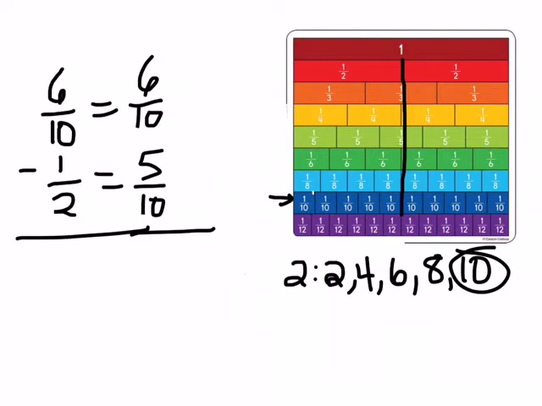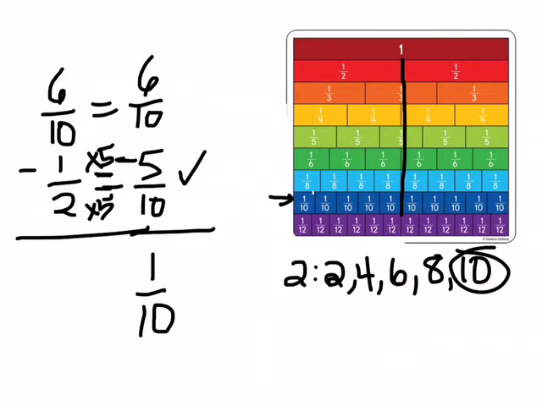So I can check to make sure that 1/2 is equal to 5/10 by using my multiplication. I know that 2 times 5 equals 10. So if I multiply the numerator by 5, I will get an equivalent fraction. 1 times 5 is 5. So I know my equivalent fraction is correct, so now I can do my subtraction. 6/10 minus 5/10 is 1/10.